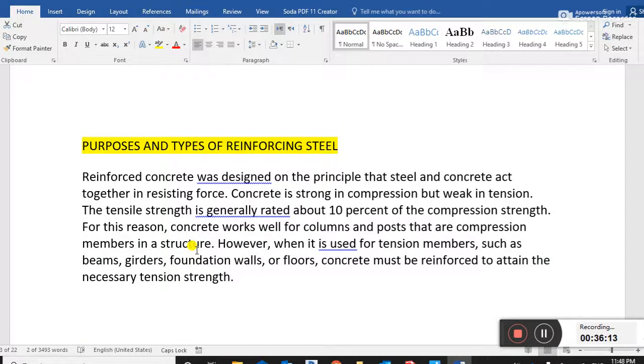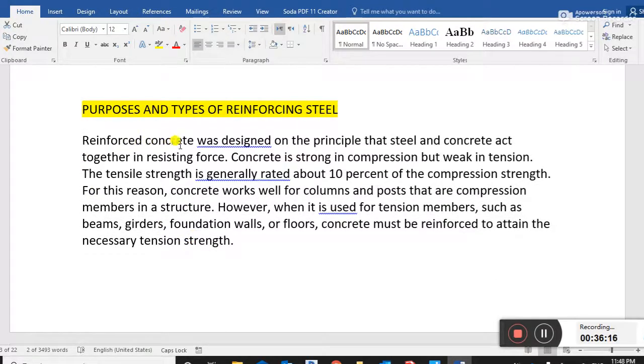Purpose and types of reinforcement steel. Reinforced concrete is designed on the principle that steel and concrete act together in resisting forces. Concrete is strong in compression but weak in tension. This tensile strength is generally rated at up to 10% of the compression strength.